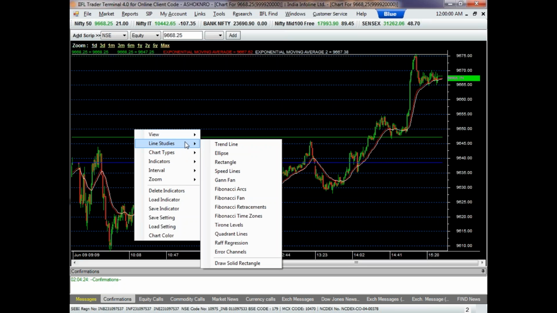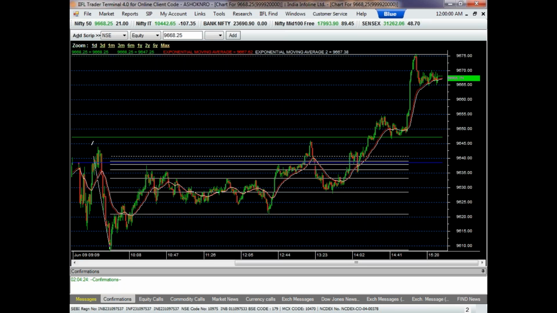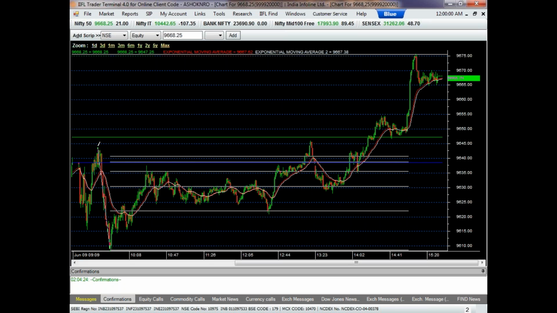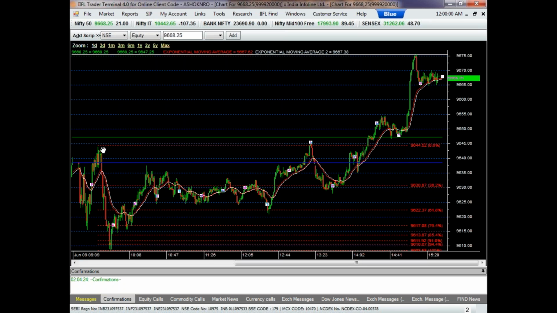I'll go to line studies and go to Fibonacci retracements. It depends on your chart how it will be going ahead. If I want to take up to down, it will be up to down. If I want to take bottom to up, it will be that way. If I take the bottom, it will be 0, and if I take the top, it will be 100. If I touch the top and leave, this will be the high zone, and this will be the low zone. So from this to this is what I'll be considering.